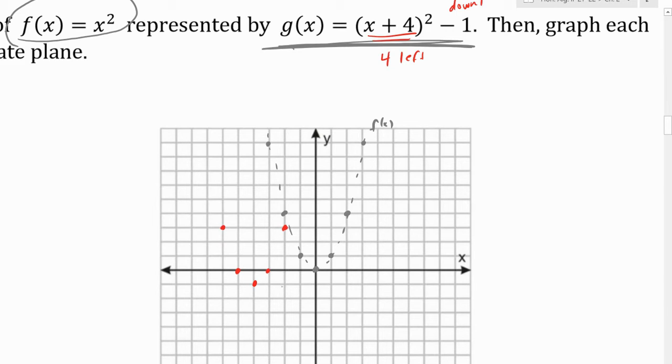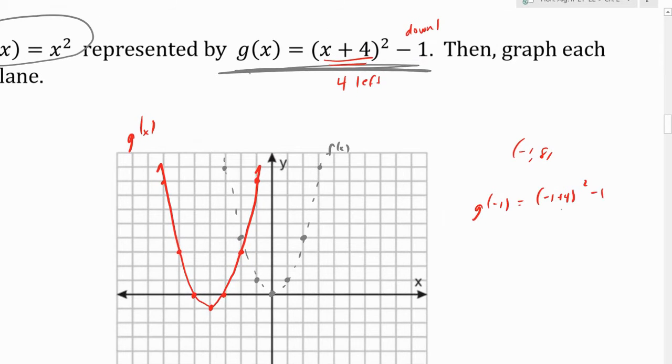And then over 3, up 9. 1, 2, 3, 1, 2, 3, 4, 5, 6, 7, 8, 9. There is our new function. And just to double check, I'm going to make sure I've got it going through the point -1, up 8. So if I go back up there and plug in a -1 to g, 3, 9 minus 1. Yep. It's going through a point that I thought it should go through.